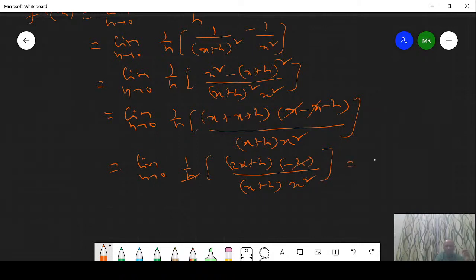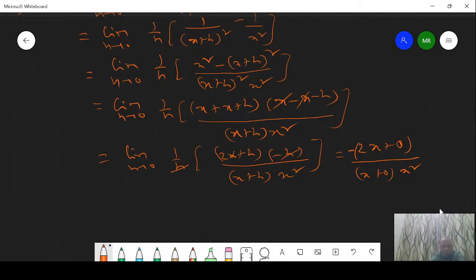In the place of h, you write 0: minus of 2x plus 0 by, in the place of h you write x plus 0 into x square. Correct? I have written a mistake here. This is (x+h) whole square, here also (x+h) whole square. Here whole square. So it will come now minus 2x by x square into x power 4. It will come minus 2 by x cube.